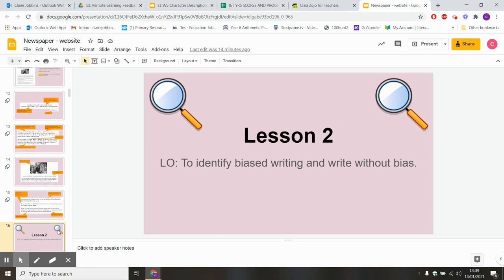Now, some of you might have heard of the word bias before and not be 100% sure what it means, and when or why you might use biased writing or where you might see it. So that's what we're going to go through today.